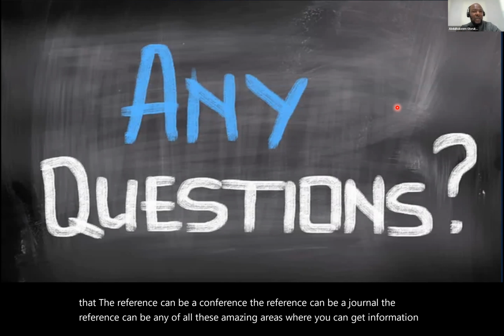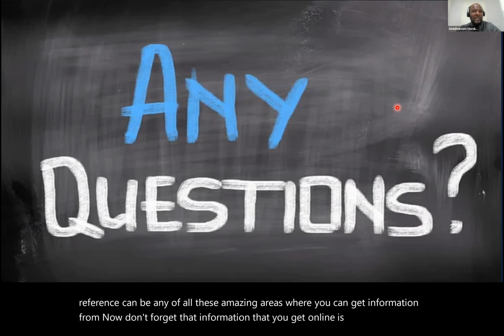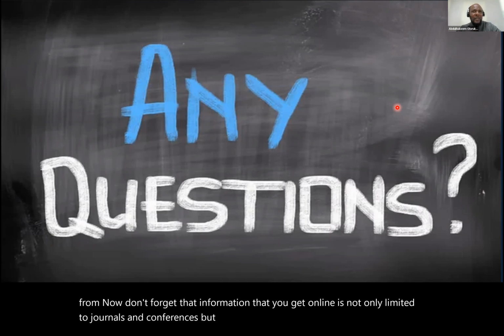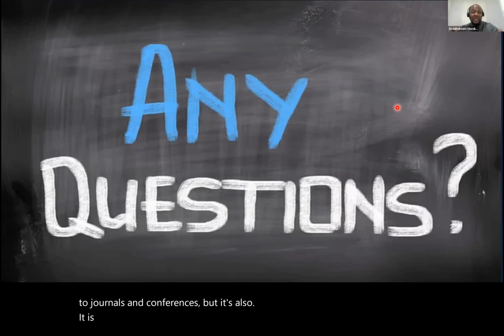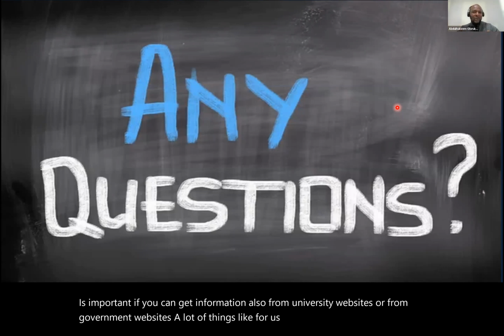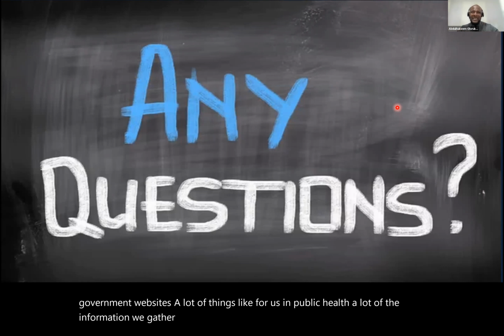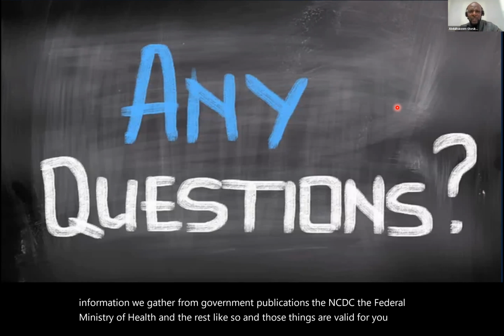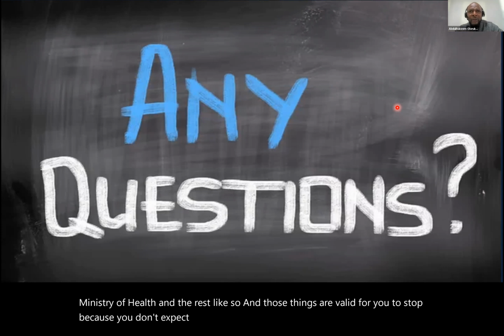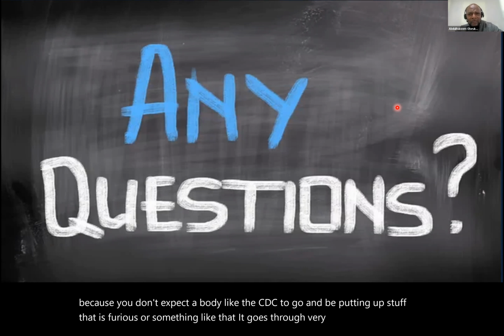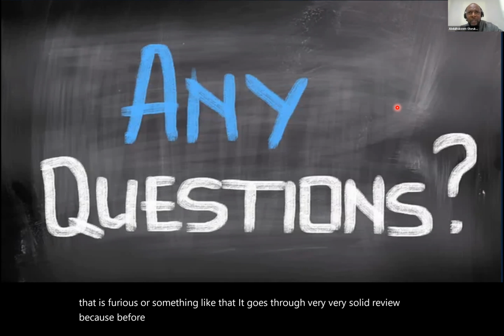Now, don't forget that information that you get online is not only limited to journals and conferences, but it's important if you can get information also from university websites or from government websites. A lot of things, like for us in public health, a lot of the information we get are from government publications, the NCDC, the Federal Ministry of Health, and the rest like that. And those things are valid for you to use, because you don't expect a body like the NCDC to go and be putting up stuff that is spurious. It goes through very, very solid review before it's posted on their website.